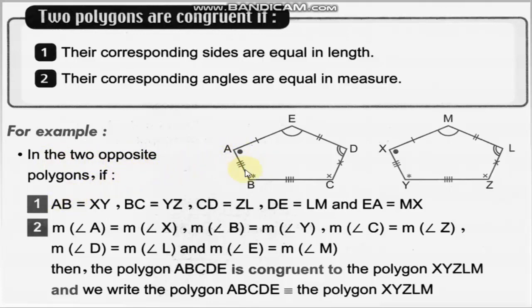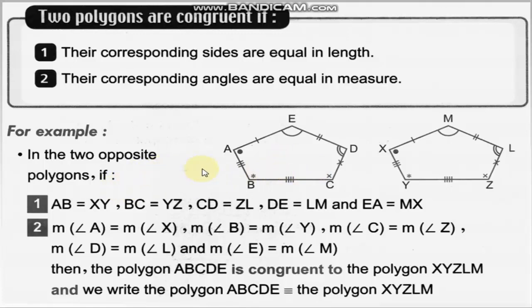AB equals XY and BC equals YZ and CD equals ZL and DE equals LM and AE equals XM. So we can say the corresponding sides are equal in length.